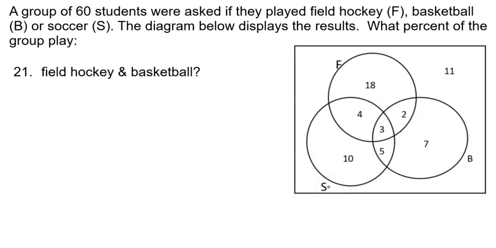What percent of the group play, so notice we want our answer as a percent, play field hockey and basketball. So what's telling me how to do this is the and right there. So I need the people that are in the field hockey and basketball group. That's those ones right there, because it's an and. They have to play both field hockey and basketball.